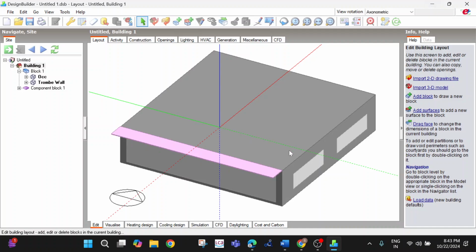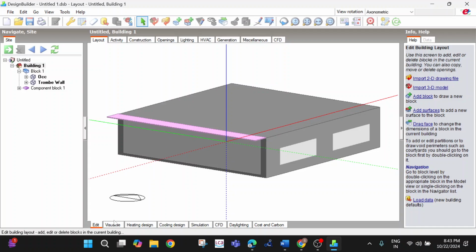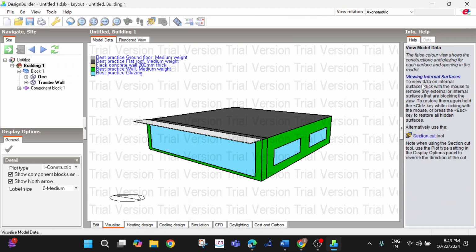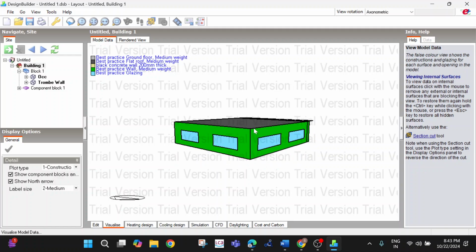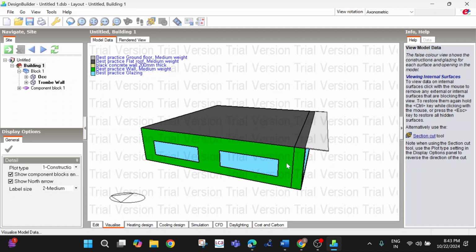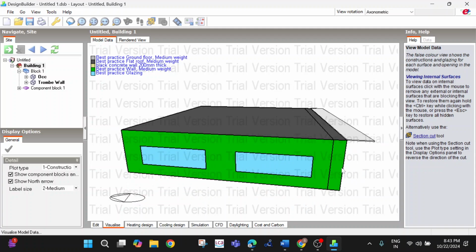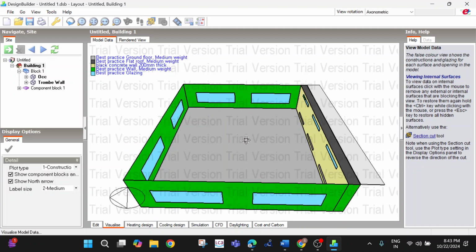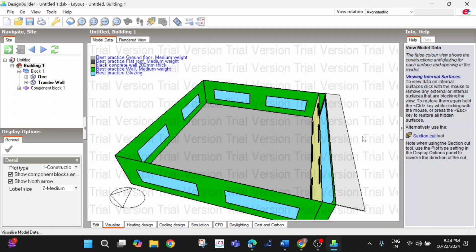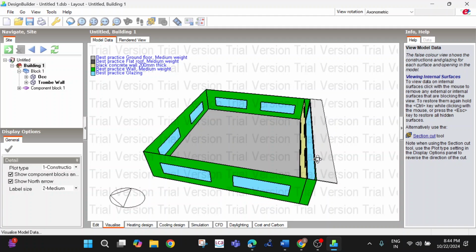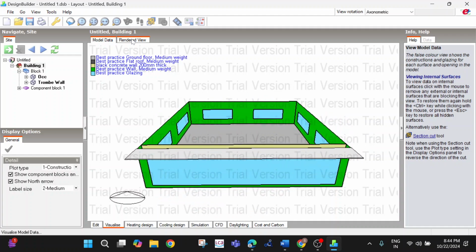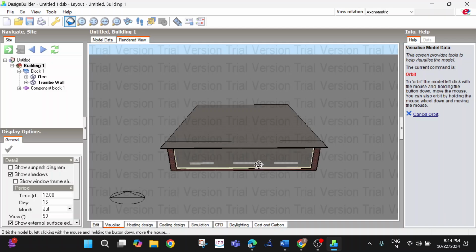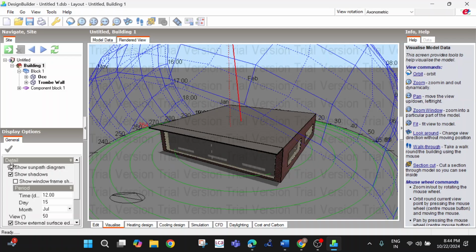So here is the example of Trombe wall construction. Let me show you, and you can recall. This is the building, as all of you can see, and this particular section represents the Trombe wall. This section, all of you can see, is showing the Trombe wall. Let me show the sun path as well.